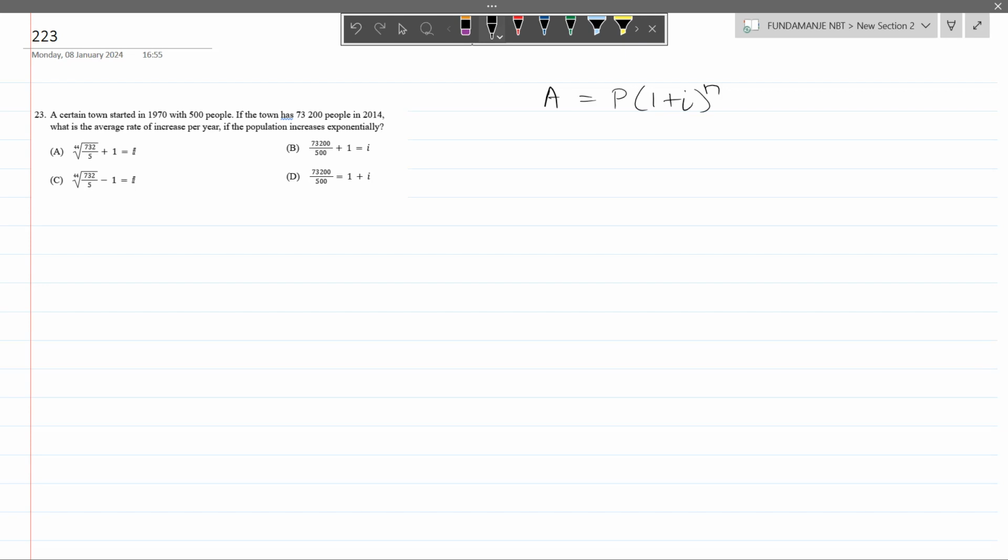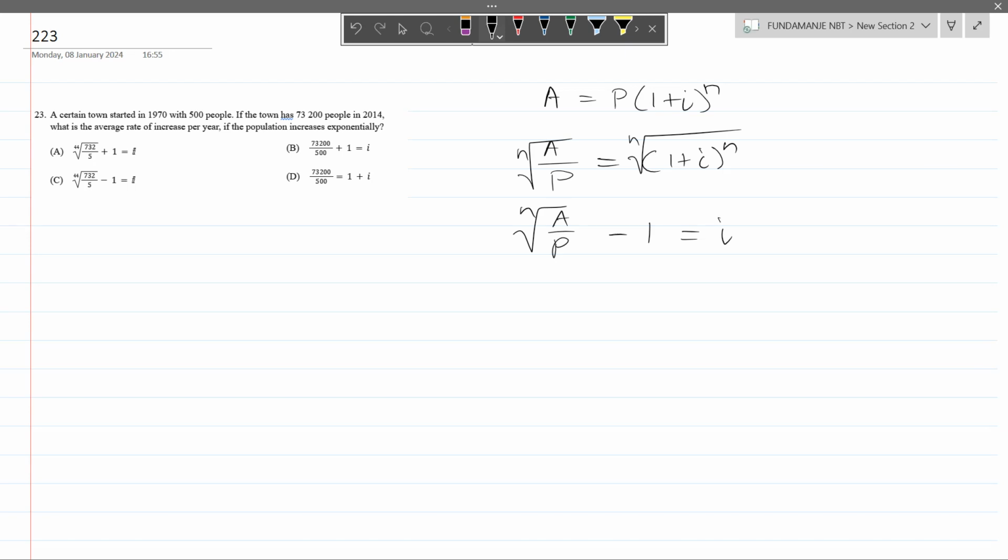What I tend to do is I tend to solve for I before substituting, as this makes it a bit easier, especially when working with a calculator. But even so, more so now since you don't have a calculator. So we're going to have A over P is equal to 1 plus I to the power of n. Then we're going to take the nth root since we don't know what n is. That leaves us with the nth root of A over P is equal to 1 plus I. Then I can easily take the 1 to the other side, make it minus 1 is equals to I.